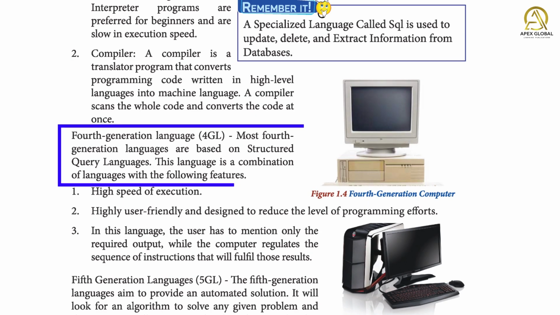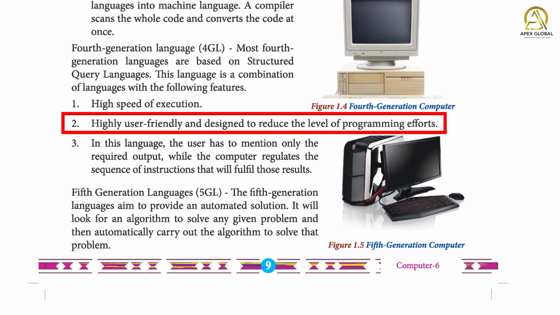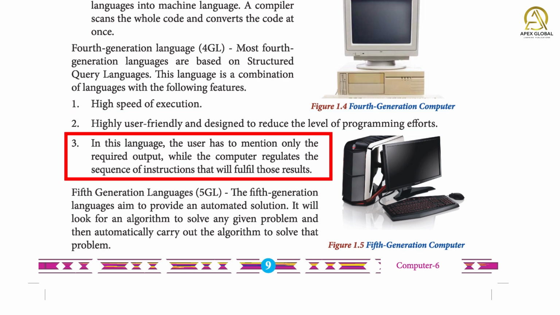4th generation language, 4GL. Most 4th generation languages are based on structured query language. This language is a combination of languages with the following features. 1. High speed of execution. 2. Highly user-friendly and designed to reduce the level of programming effort. 3. In this language, the user has to mention only the required output, while the computer regulates the sequence of instructions that will fulfill those results.